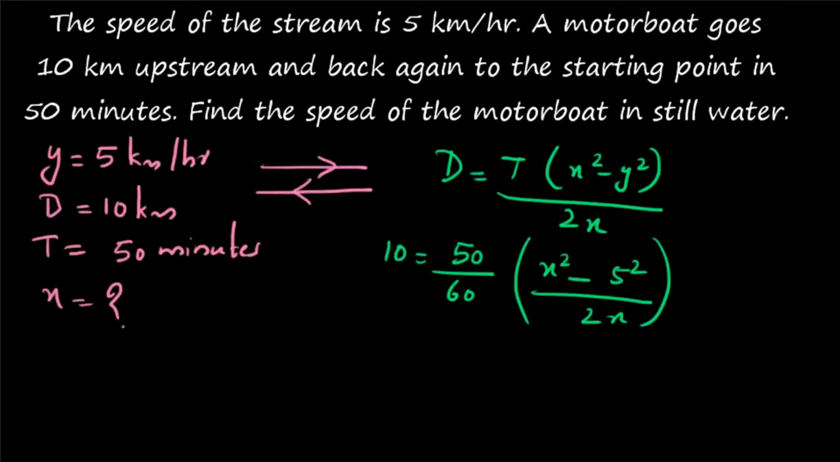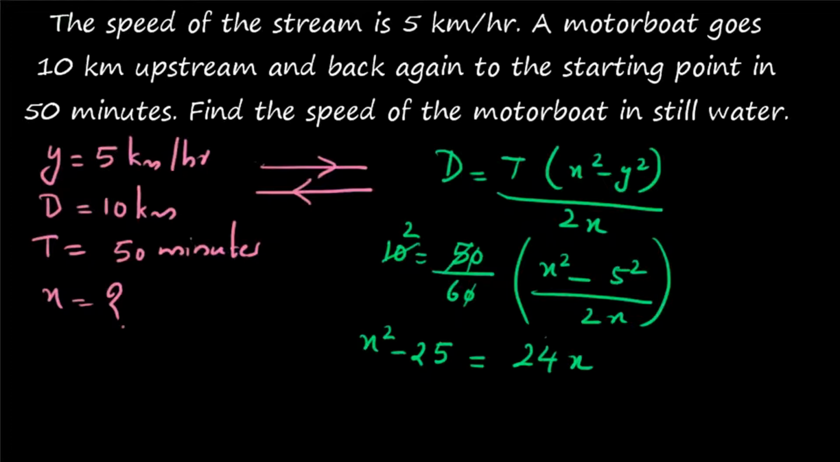So what will you be getting? Here 50 and 5 and 6 can be cancelled out. Then x square minus 25, 5 square is equal to 25. So x square minus 25 will be equal to 10 into 6 into 2x. Here 5 and 10 can be cancelled out, so 2 will come. So 6 into 2 into 2x, that is 6 into 4x, 24x. So that way it can be easily written.